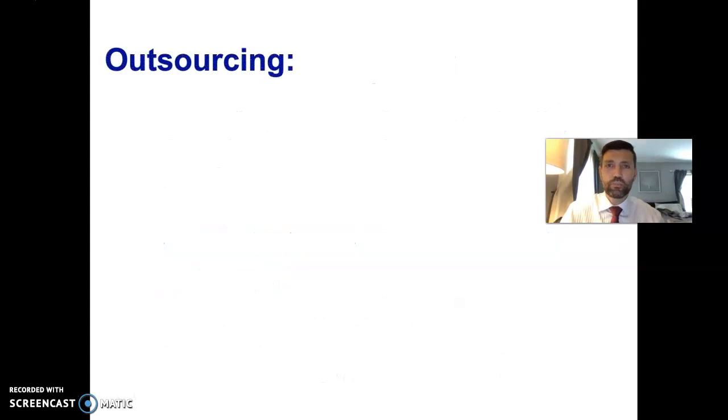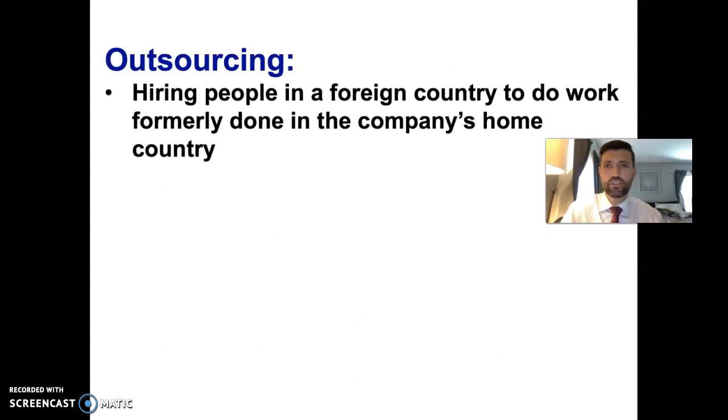And one other piece of vocabulary before we dive into the little bit of content we have after this is outsourcing. Outsourcing means hiring people from a foreign country to do work formerly done in that company's home country. There's oftentimes a negative connotation around this idea of outsourcing. For example, General Motors moving a car manufacturing plant from the Detroit area to Mexico would be considered outsourcing.